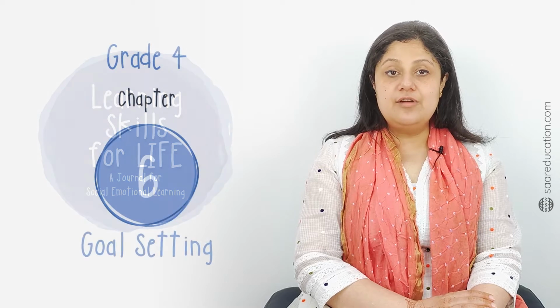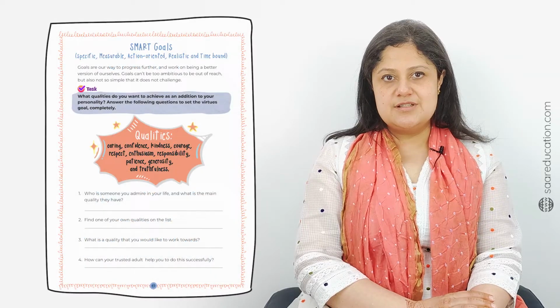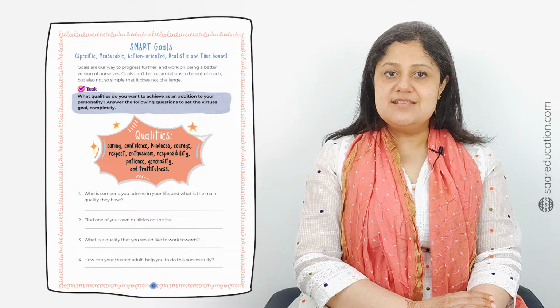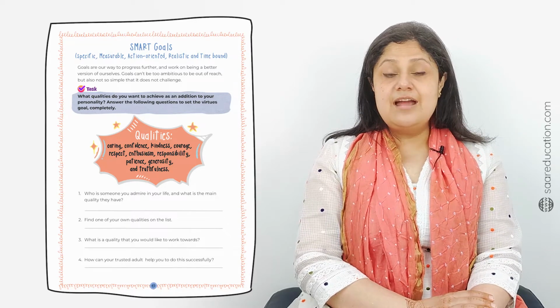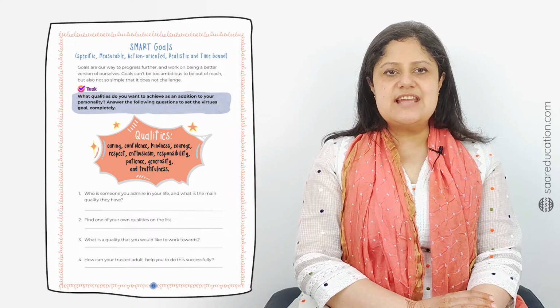We're working on Grade 4, Chapter 6. And now we're working on SMART goals. SMART is an acronym, so we break it up. S for specific, M measurable, A action-oriented, R realistic, T time-bound.